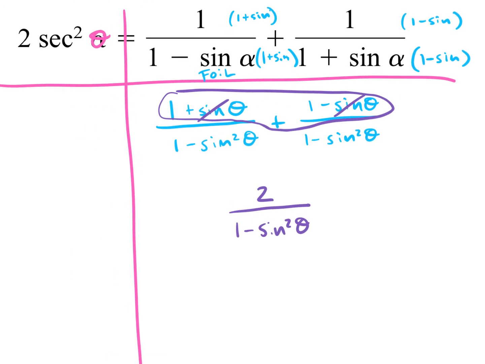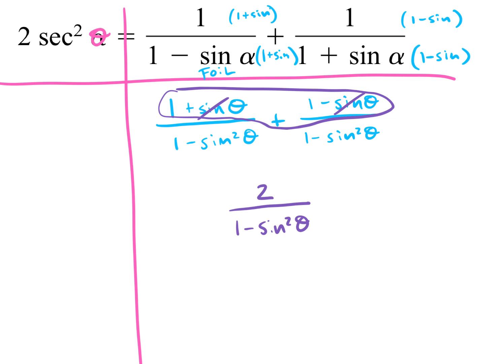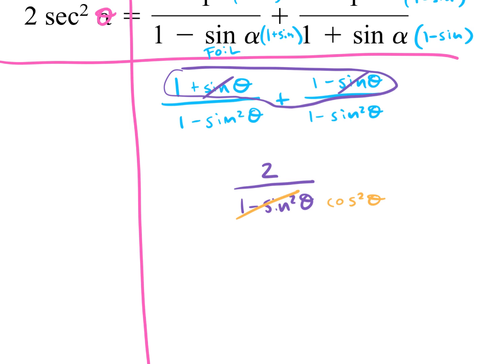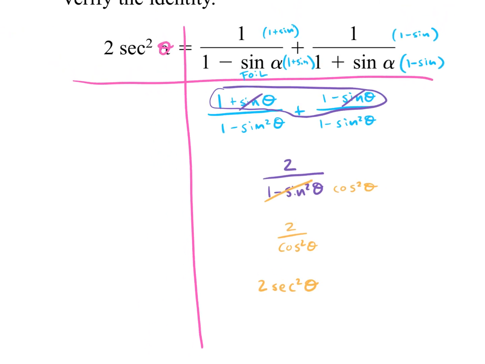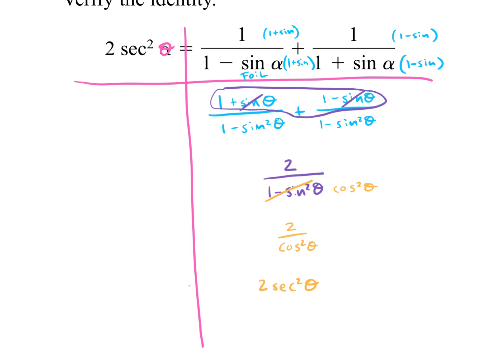Can I change that 1 minus sine squared to anything? Cosine squared. What can I do next? Awesome. 2 over cosine squared. I can flip the cosine squared to be secant squared. That 2 just stays on top, so it's 2 secant squared. What was my goal? 2 secant squared.